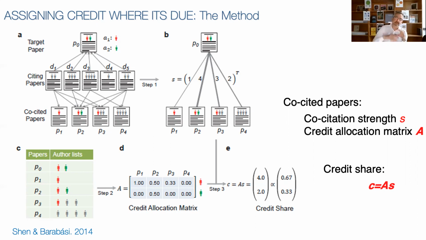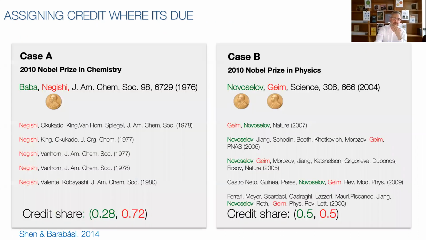So let's generalize that. This can be applied to any number of co-authors and can also be applied to papers that are competing with each other but are not necessarily one single paper with multiple authors. And when we apply it, the formula tells us that in this case, Negishi gets 72% of the credit and Baba gets 28%. And when it comes to Nocello and Gabe, it's 50-50%.